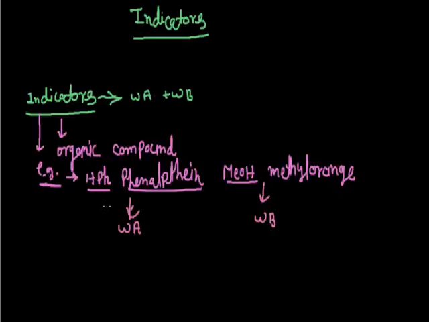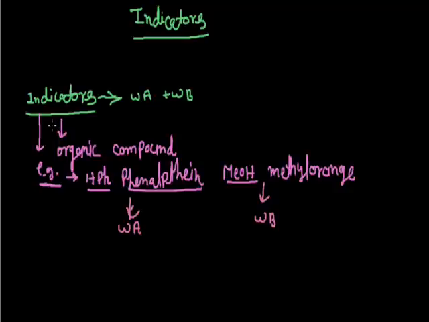It means that when we are performing a reaction between acid and base, there is no interference from the indicators, since they are themselves weak acids or weak bases. Now we will discuss in detail what happens when indicators indicate the completion of the reaction, or how we can determine the end point by the help of indicators.